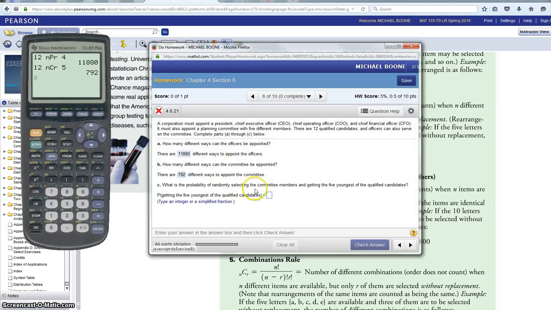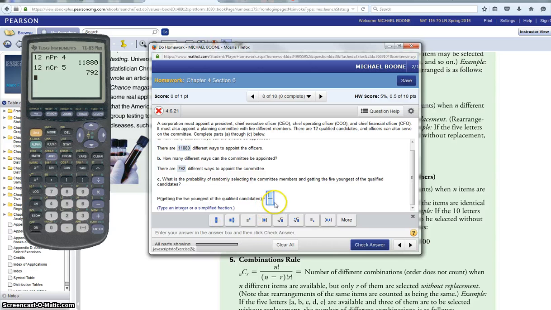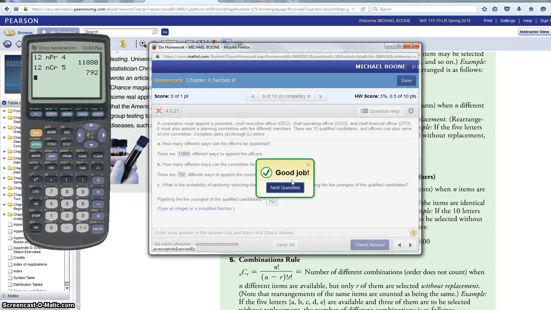What's the probability of randomly selecting committee members and getting the 5 youngest of the qualified candidates? Well, there's really only one way to pick the 5 youngest. So if we're doing a fraction, it'd be one way out of the 792, which would give me a probability. So these are just some different ways that we can use combinations and permutations to help us find the probability of events.